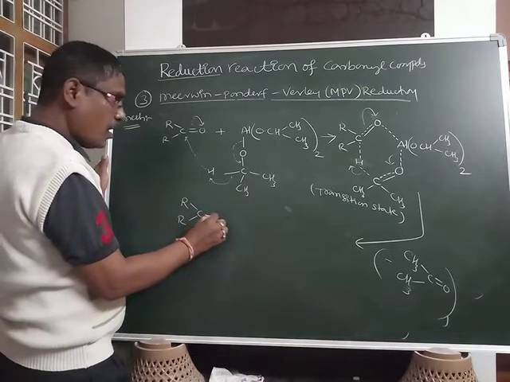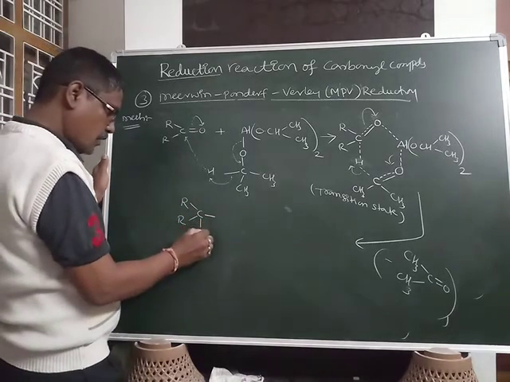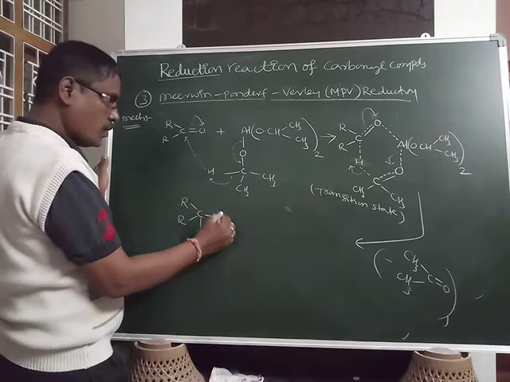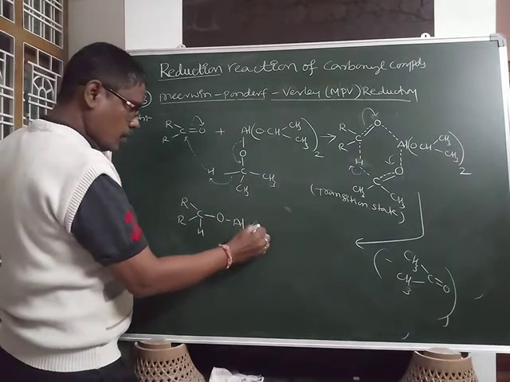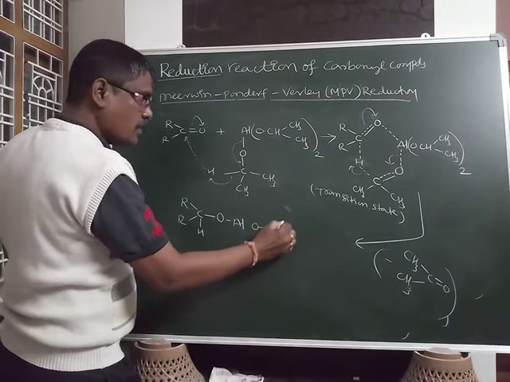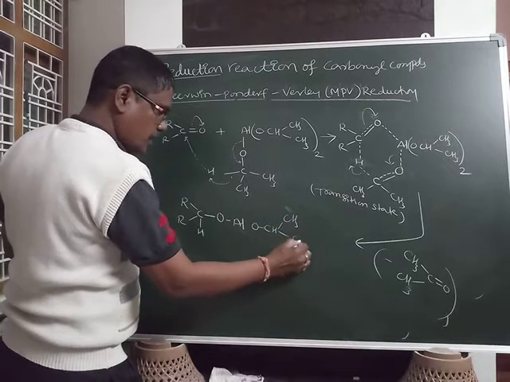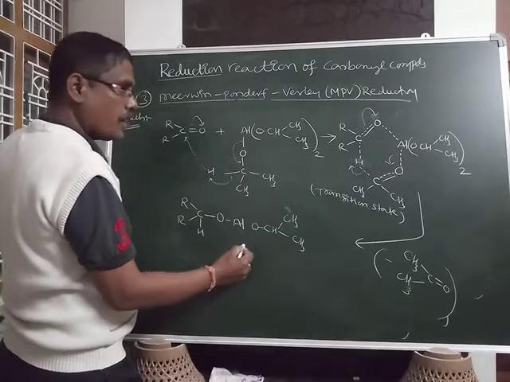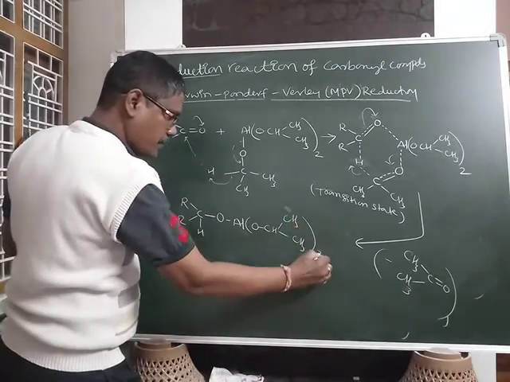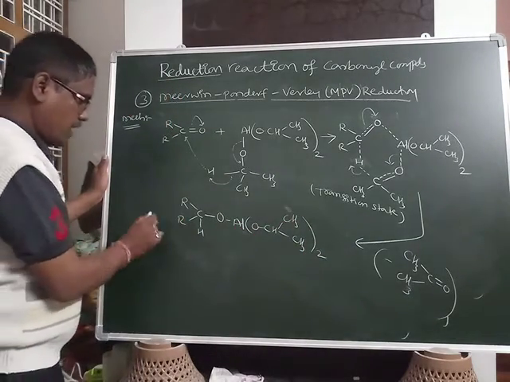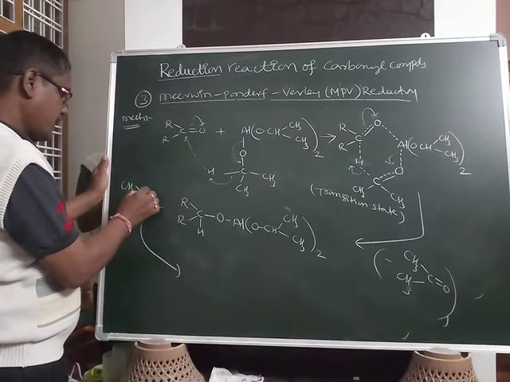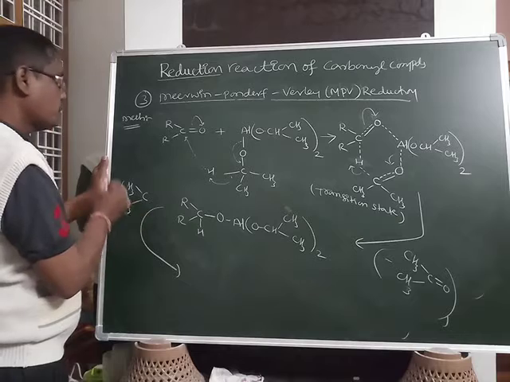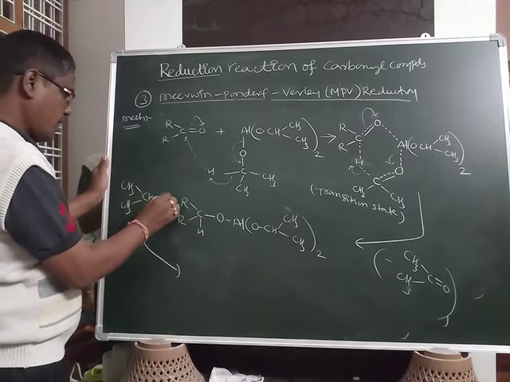There is a single bond. Here, new with hydrogen. Here O and Al, O, CH, CH3 and CH3, taken twice. After this, now isopropyl alcohol will enter. This is the isopropyl alcohol.